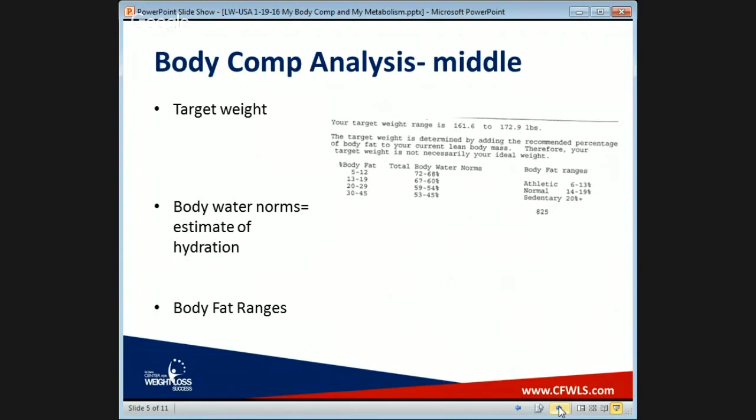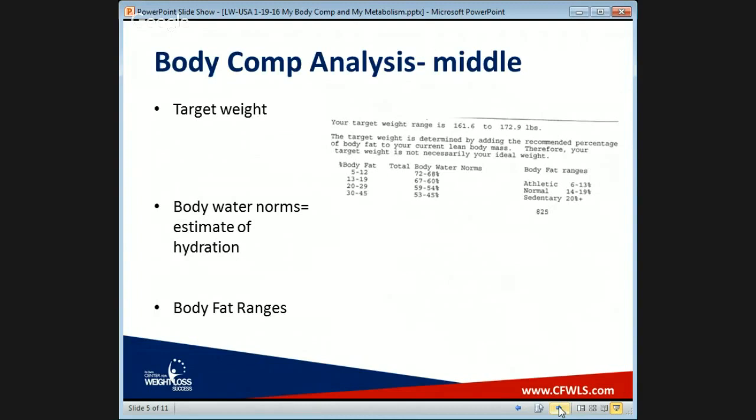Well, the way the computer does that, it looks at the number of pounds of lean body mass or fat-free mass. It takes that number of pounds of lean body mass and then adds a healthy amount of fat to it. That's how it figured it out. In the previous example, lean body mass is like 140, and therefore they add a healthy amount of fat, and that puts it in that 161 to 172 range. So for everyone, it's going to be a different number.